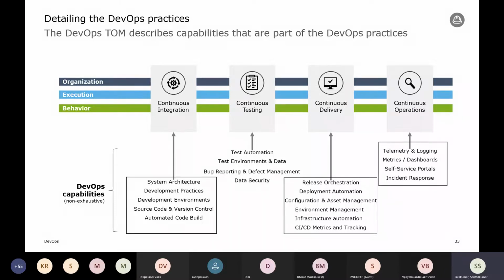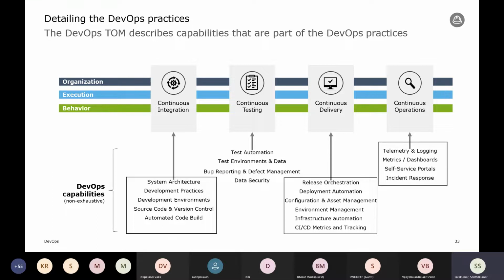And continuous delivery covers release orchestration, deployment automation, configuration and asset management, environment management, infrastructure automation, continuous integration, and continuous deployment metrics and tracking. And continuous operations comes under telemetry, logging, metrics, dashboard, self-service portal, and incident response.